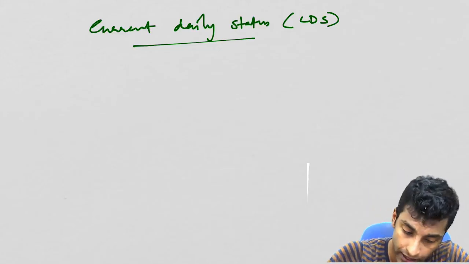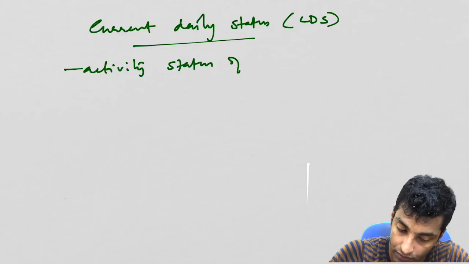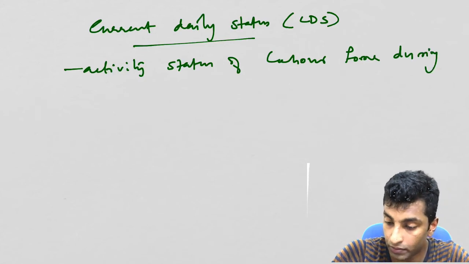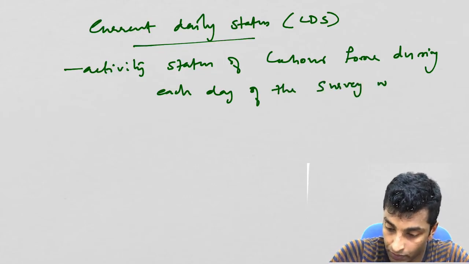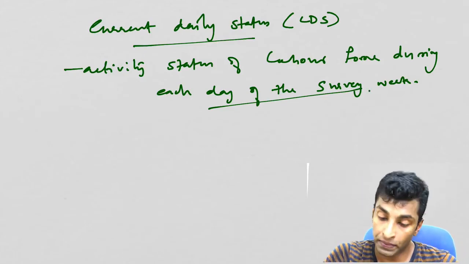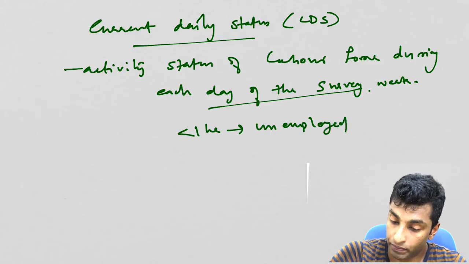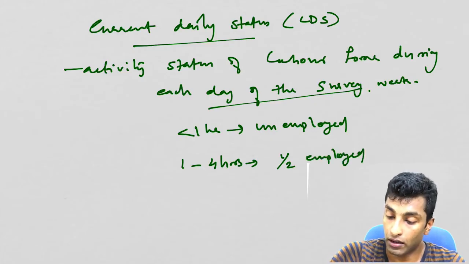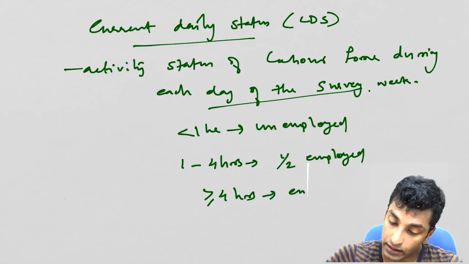Okay, it takes into account the activity status of the labor force during each day of the survey week. So let's suppose less than 1 hour, you will be considered as unemployed. Okay, and 1 to 4 hours, you will be considered as half employed. And more than 4 hours, you are considered as employed.